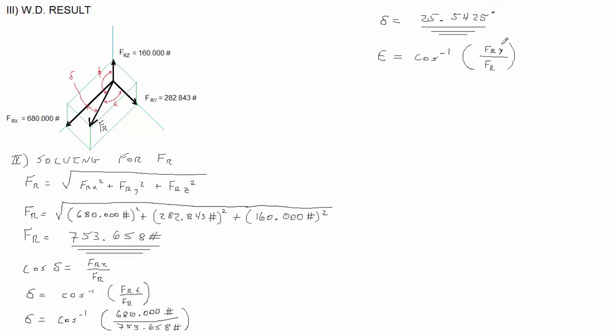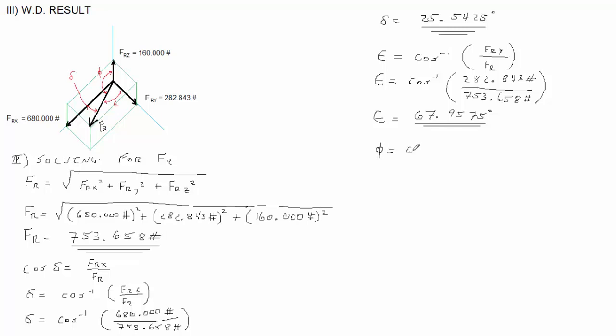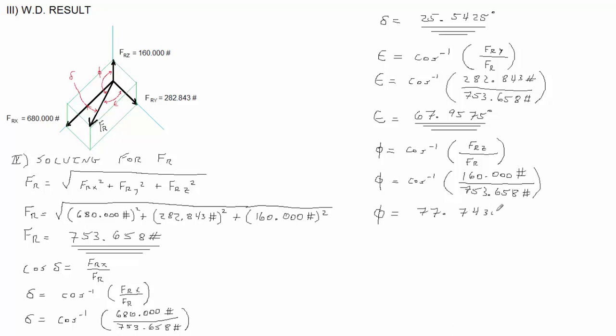Next, I'm going to solve for epsilon. Epsilon equals the inverse cosine of adjacent over hypotenuse, FRY over FR. Epsilon then equals 67.9575 degrees. And finally, we can solve for phi in exactly the same way. Phi equals the inverse cosine of the adjacent side, which for phi would be FRZ, over the hypotenuse, which is FR. So phi equals 77.7430 degrees.